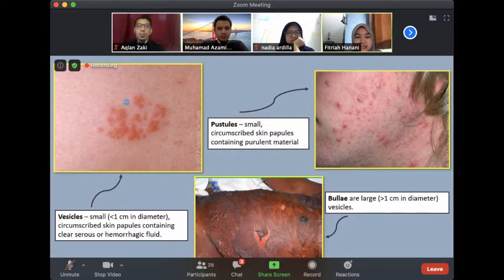So this picture is a patient with herpes simplex infection, which is a vesicle. And this picture is a patient with toxic epidermal necrolysis, having a bullae more than 1 cm. And also this is a pustule, which contains purulent material. This picture indicates a patient with inflammatory acne.